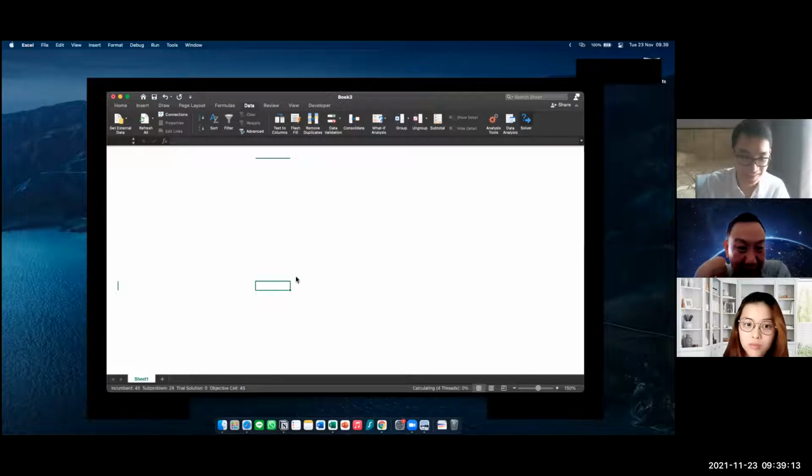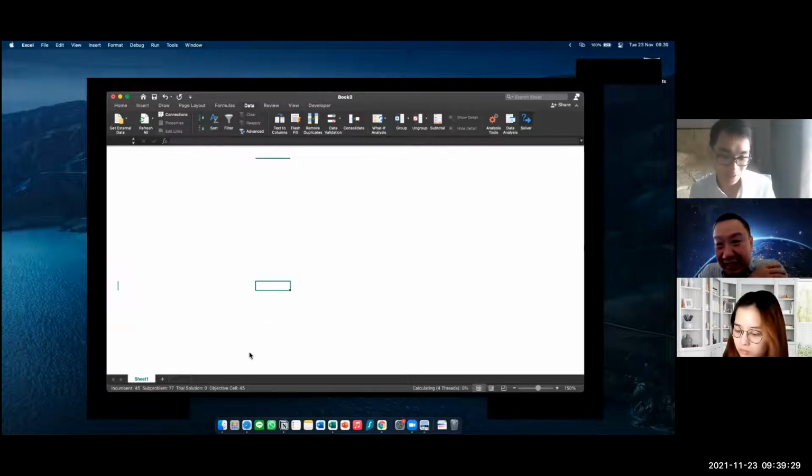I think it is waiting for the incumbent. It's already got 45, which means you will get exactly the same result anyway. It definitely takes longer. GRG nonlinear took probably 1 second.